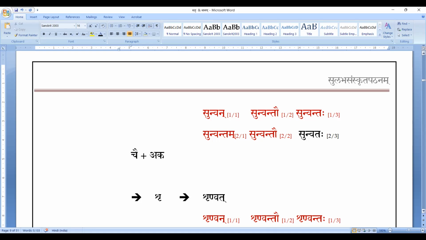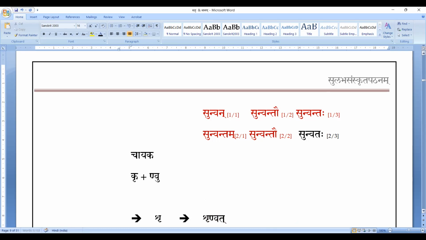Like a nich, nichanta we have seen, churadigana. When the pratyaya is nit, then iganta will take vriddhi. Now chai plus aka, ayadi sandhi, chai will become chay. Chai plus aka, chayaka. You get chayaka. See, how you get karaka, the word.